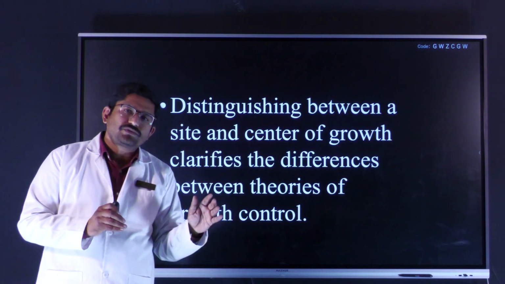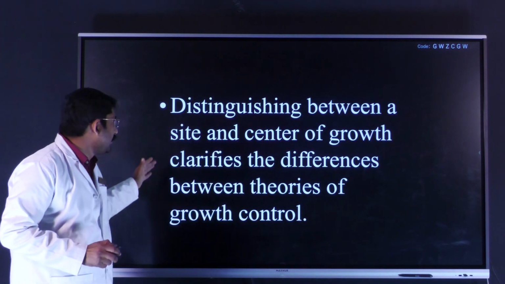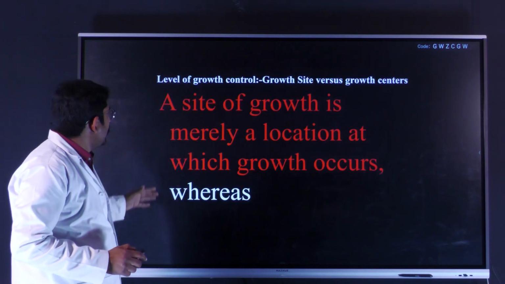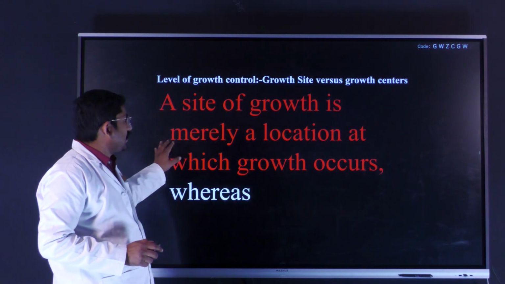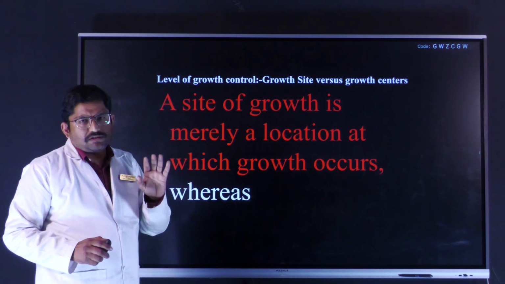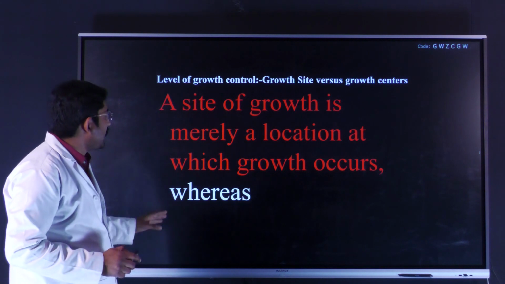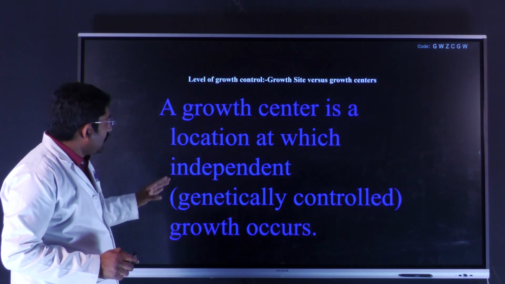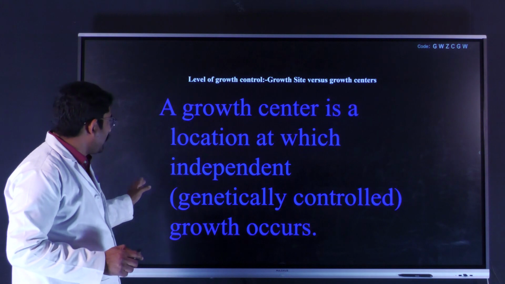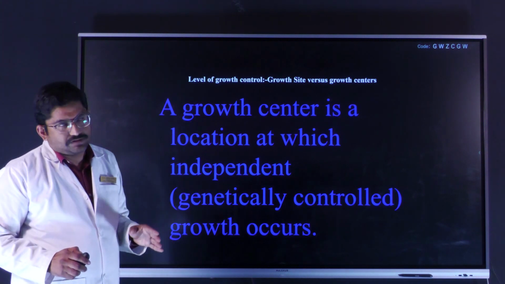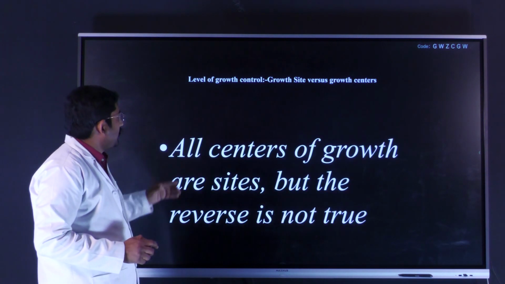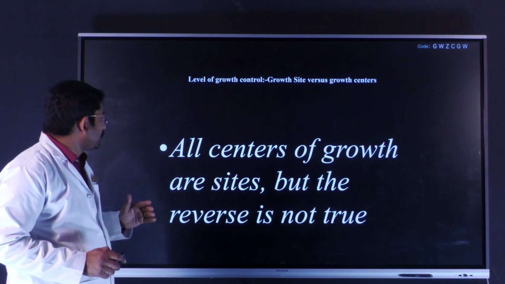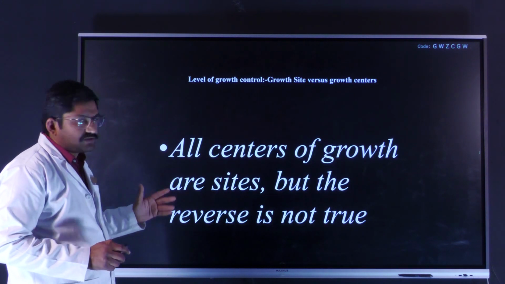In the cartilage and suture, yes, growth happens; that is a growth site. This is the growth site. A site of growth is merely a location at which growth occurs, whereas a growth center is a location at which independent, genetically controlled growth occurs. This is called a growth center. Now, all centers of growth are sites, but the reverse is not true.